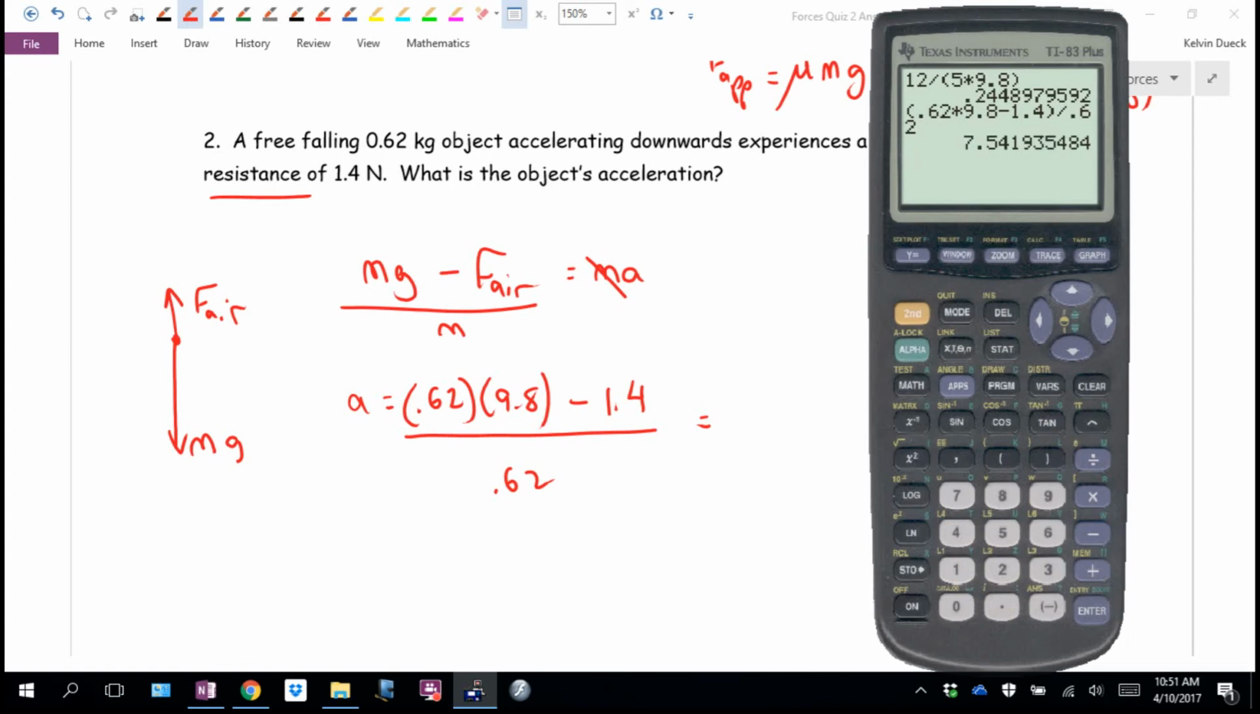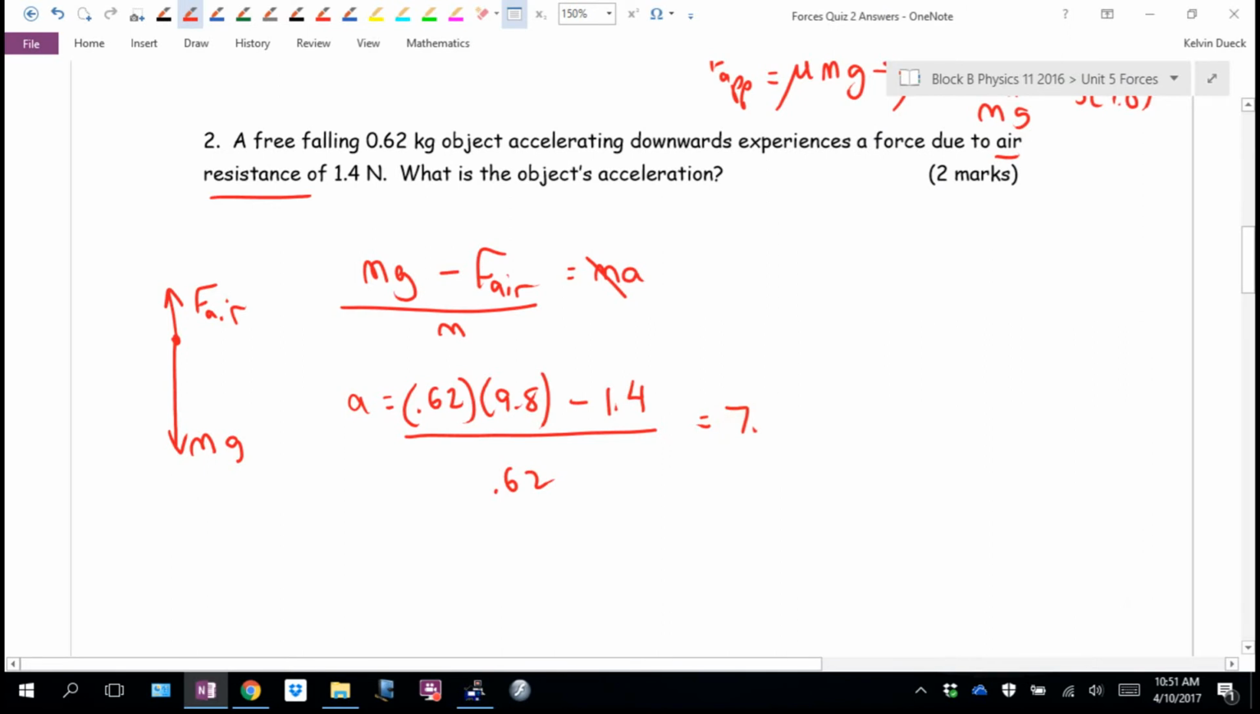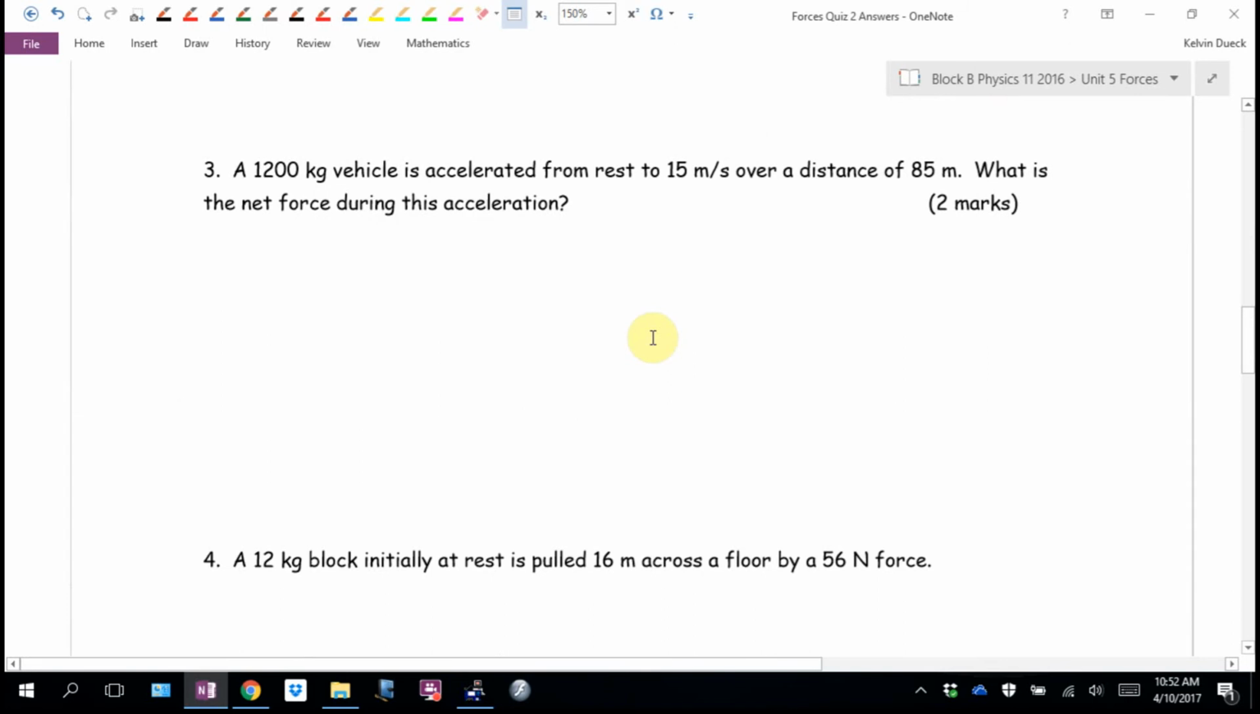You get 7.54? Technically, I guess 2 sig figs, 7.5. All right, 7.54. Units, it's an acceleration. How would I give out part marks here? I would probably do something like this. I would give you 1 whole mark if I saw that. Half mark for the numbers. Half mark for the answer. Then I would go to the next page.